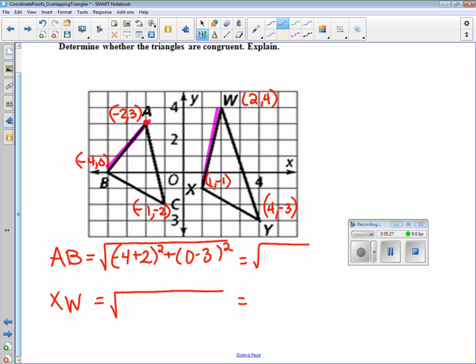Okay? On your test, there's a whole section on your congruent triangle test where you have to show triangles are congruent on a coordinate plane. Use the distance formula. There was actually one very similar to this on your quiz that you took.